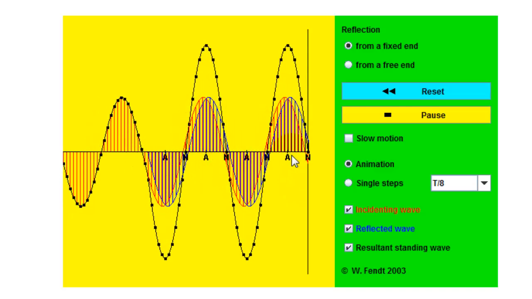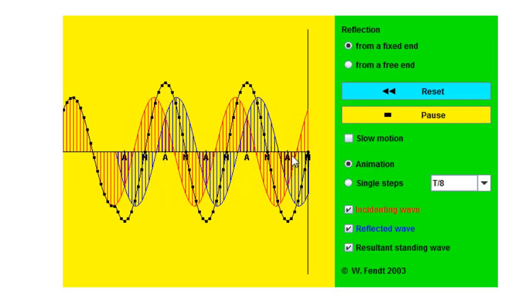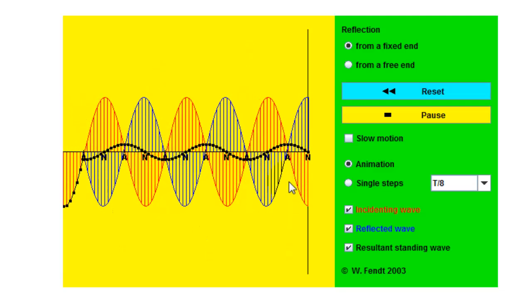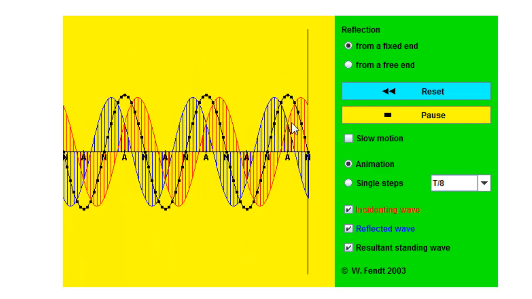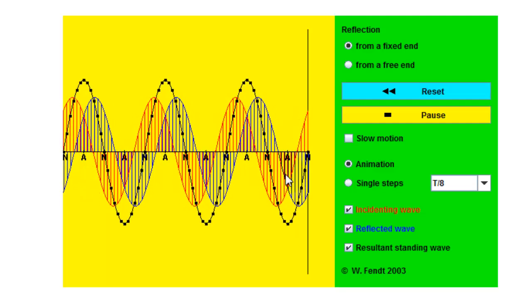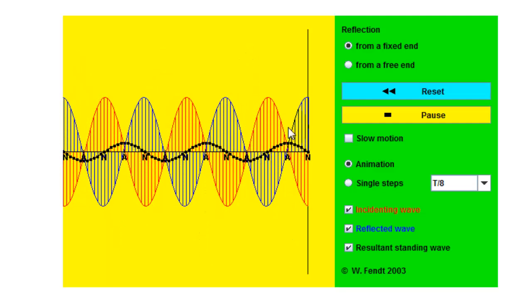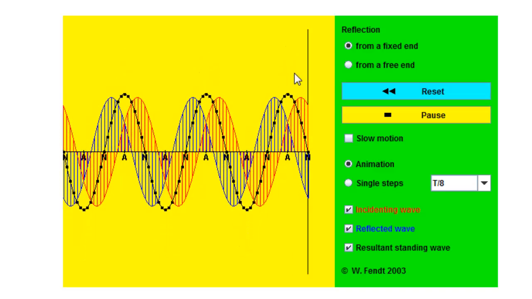Now you notice here, for example, at this point here, you've got a double trough. That's why you get a maximum. And here again, a double crest. So there are some points where you notice here, which is the antinode, it oscillates between a double crest to a double trough. In other words, the amplitude is at a maximum value.